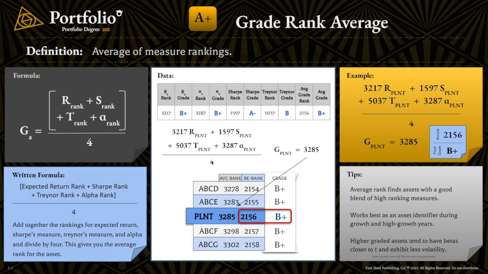And personally, I like to use one of the four main metrics for asset search, and then I always come back and reference the grade rank average to determine if the investment overall is a good investment and worthy of further consideration.